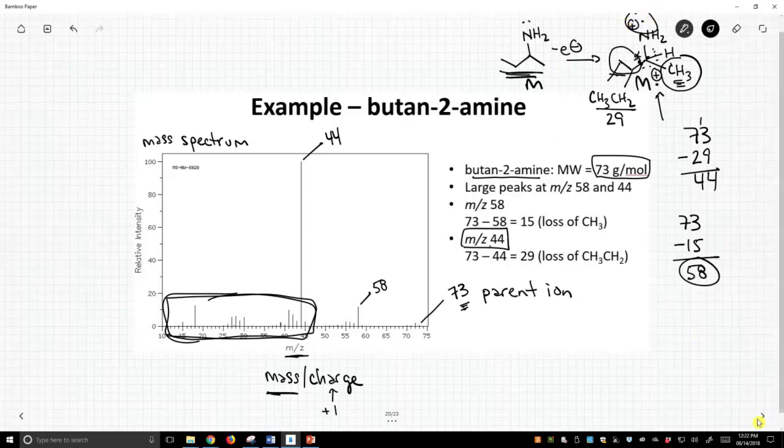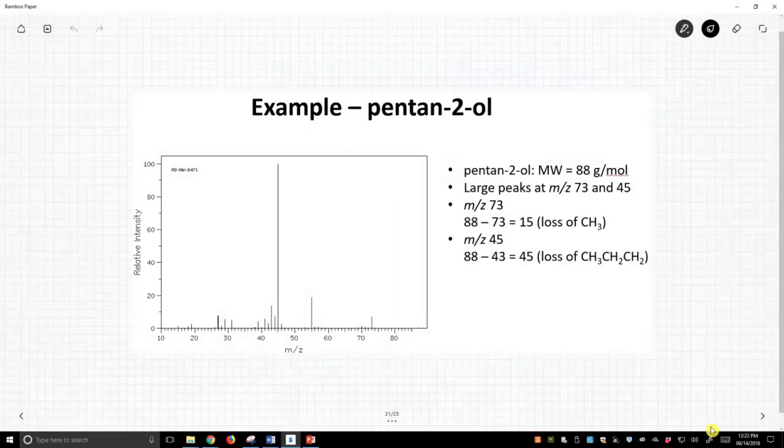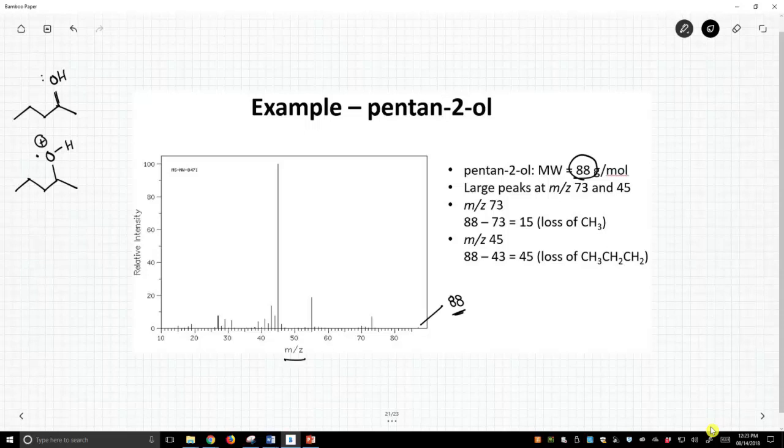Let's do one more structure here kind of quickly because I talked too long in this one. This is pentan-2-ol. Here's our structure, our parent ion. Let's draw on a lone pair. We're going to pull out an electron from that lone pair. That is our parent ion. If you go through the formula, you will find that's an 88, and man, is this tiny. But that's our highest peak, highest value for m/z ratio, at 88.